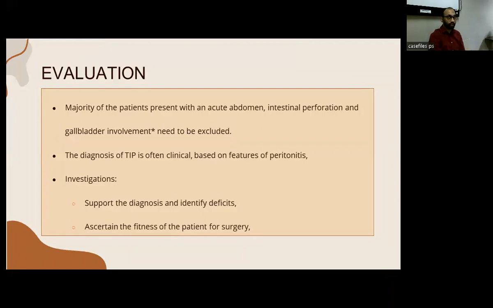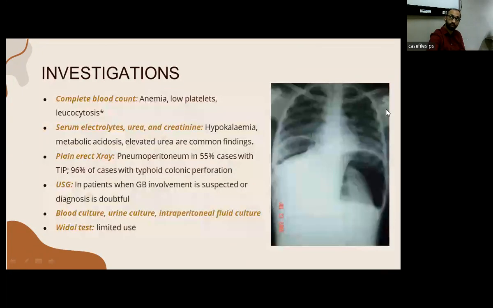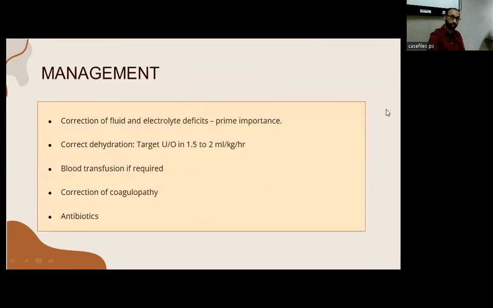So the diagnosis of typhoid ileal perforation is often clinical, and it is based on features of peritonitis. But this peritonitis can also be seen in case of severe cholecystitis or GB perforation. So we move on to the investigations to identify specifically which one is the cause of the acute abdomen. And it is also important to perform investigations to ascertain the fitness of the patient for surgery simultaneously.